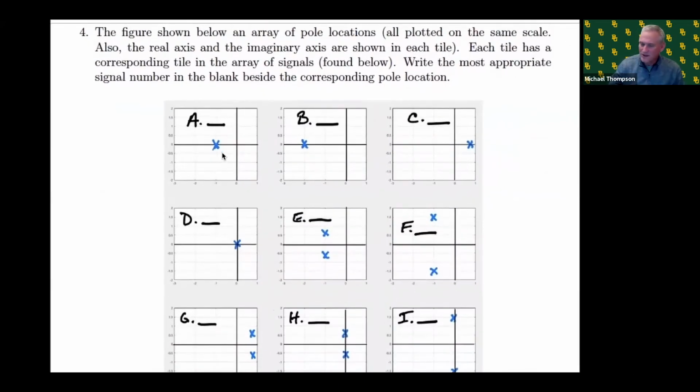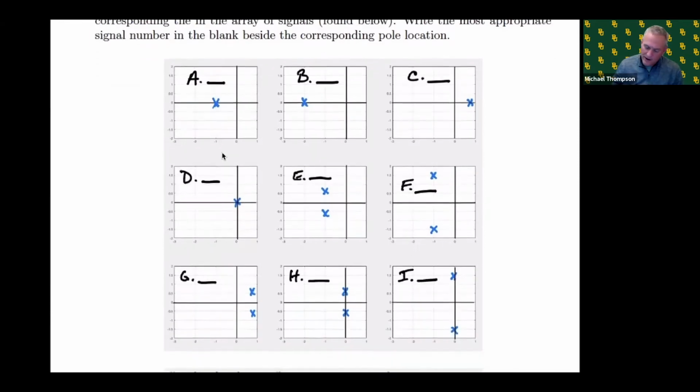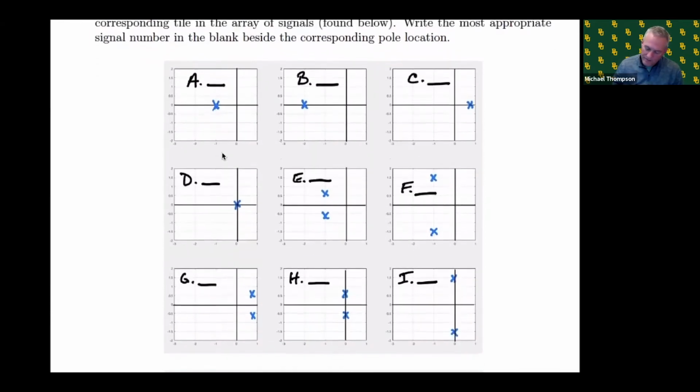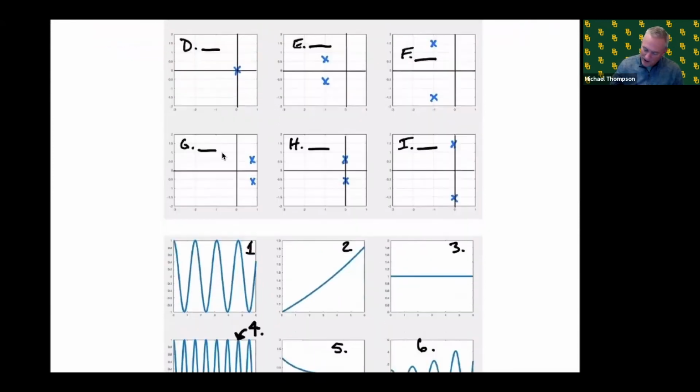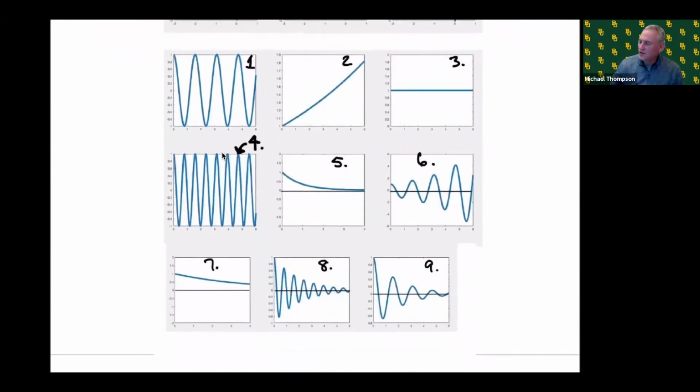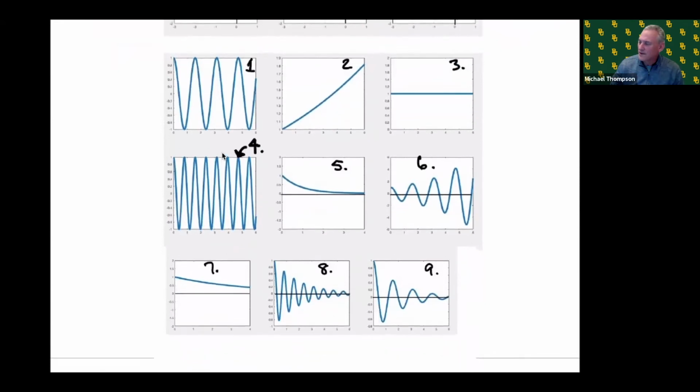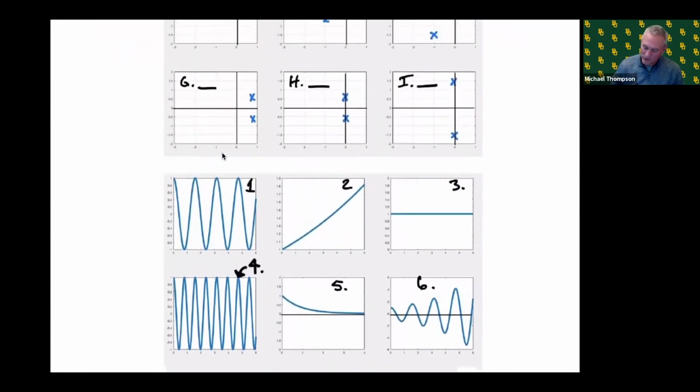A problem like this you can't use MATLAB for, and it helps me determine whether you're getting the idea of what the response is going to be based on a pole pattern. Okay, so what I have here is 9 different pole patterns, and you're supposed to match those to the signals. Okay, so let's take some time and work through that.